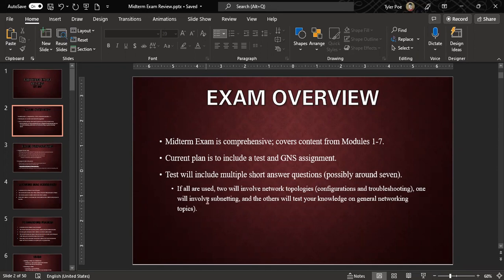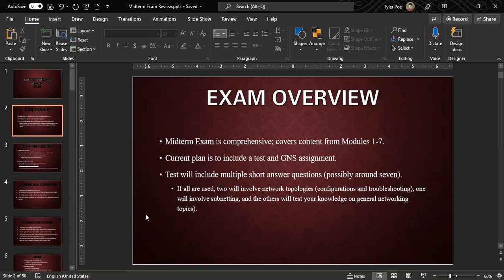One question will involve subnetting. Basically, I'll give you a subnet and ask you to find multiple things on it, like finding the first usable address, the subnet ID, and so forth. And then the remaining short answer questions will just be basic general knowledge.